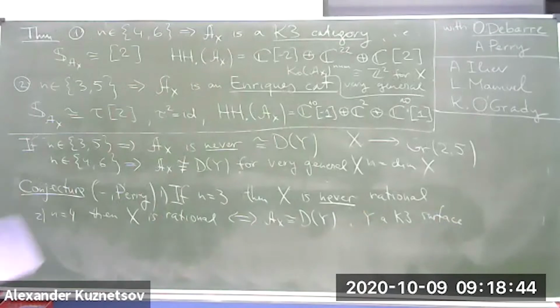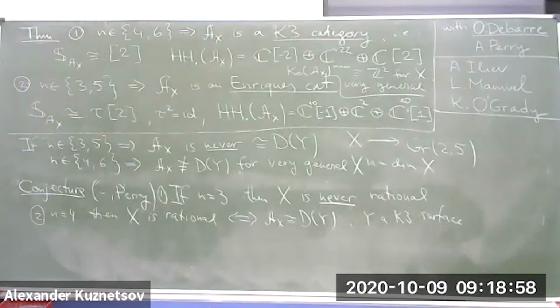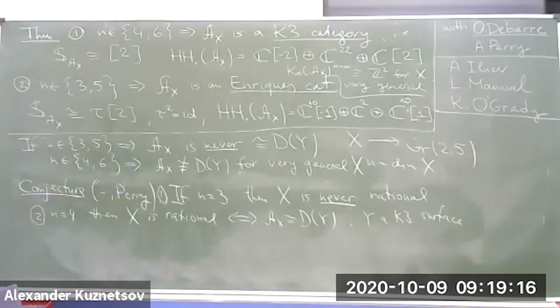I think I need to comment about this conjecture. So, first of all, the second part is completely analogous to the conjecture that was mentioned by Brendan and by some other people during this conference for cubic fourfolds. This is just a complete analogy here. And for n equals 3, I should mention that it is known that the general X is not rational.